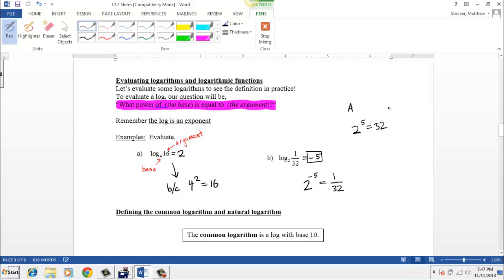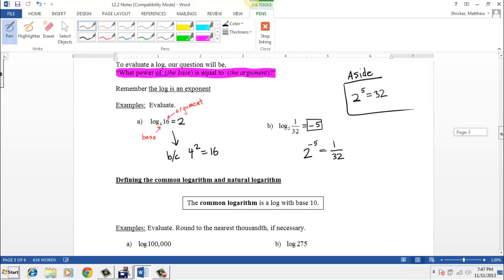This was our little side, I guess. Okay, so that's kind of how we evaluate logs or logarithmic functions.